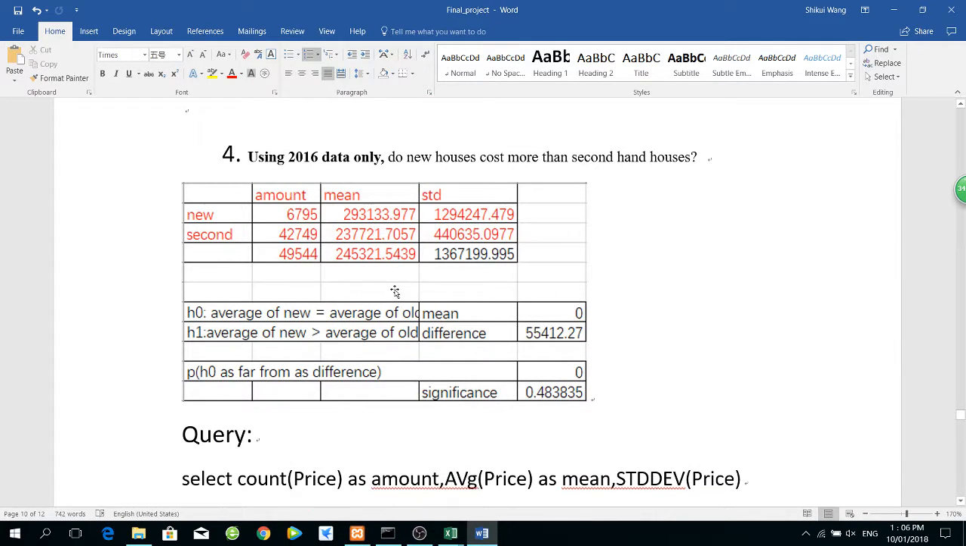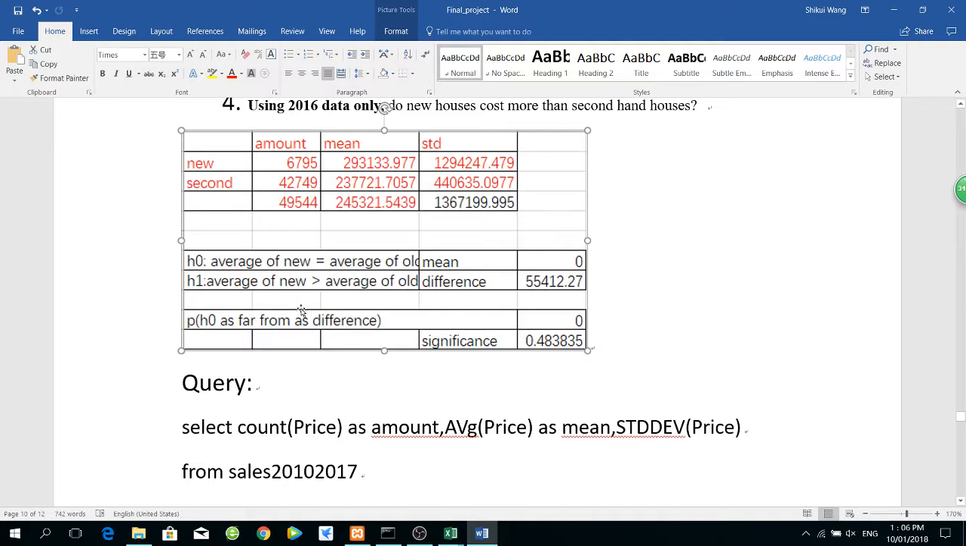The first one is very similar, but there's a difference because the question is, do the new houses cost more than the second hand ones? Yes. This one is just for equal. Assume that they are equal, and this one is used just for one side.